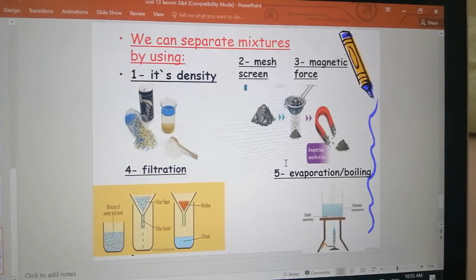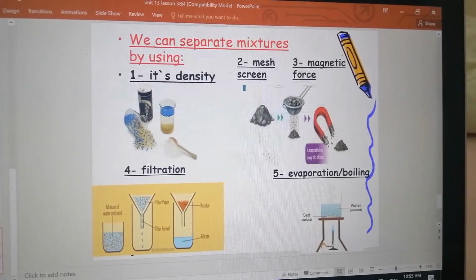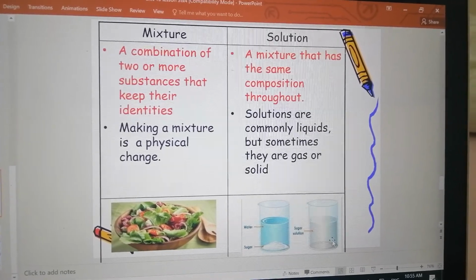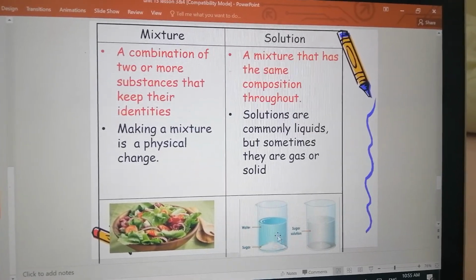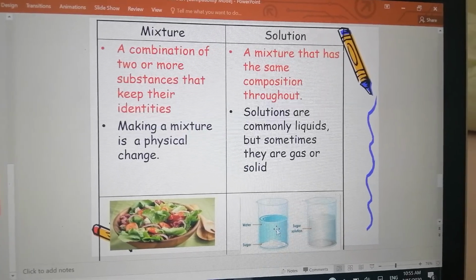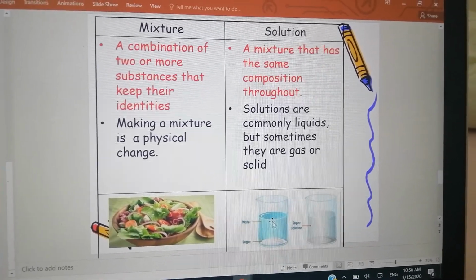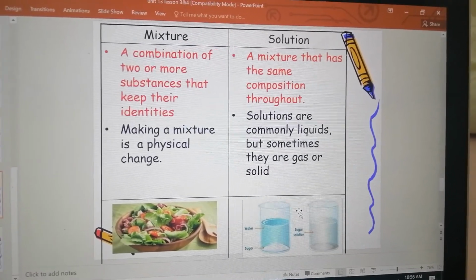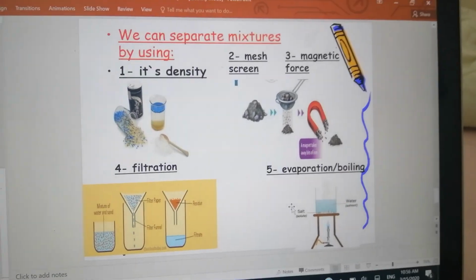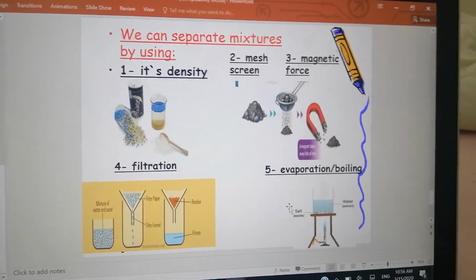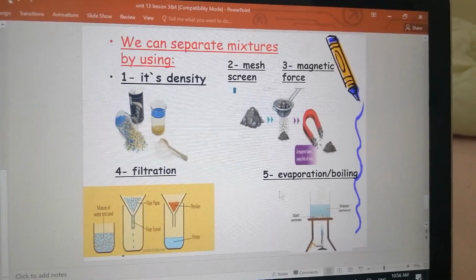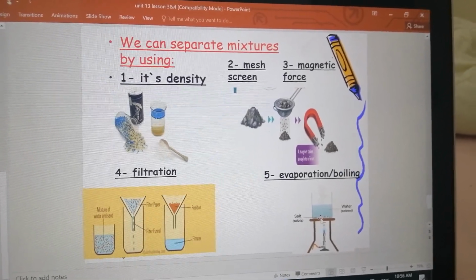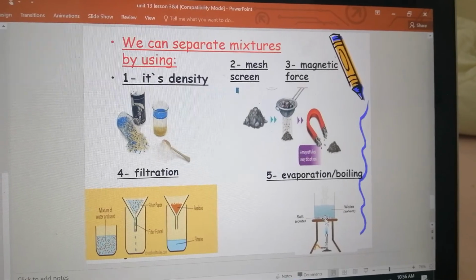We can separate mixtures by what? If I have some sugar diluted in water, how can I separate them? I can boil the water, evaporate it, and so the sugar will remain at the end of the cup or the beaker. We have 5 ways. This way is called evaporation, as I told you. We can boil the water so the salt or the sugar will remain down in the beaker.